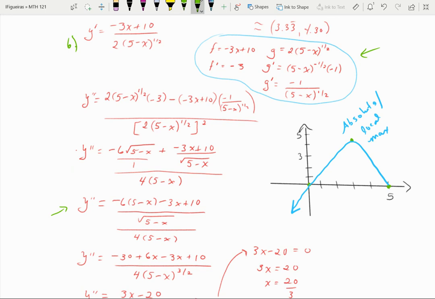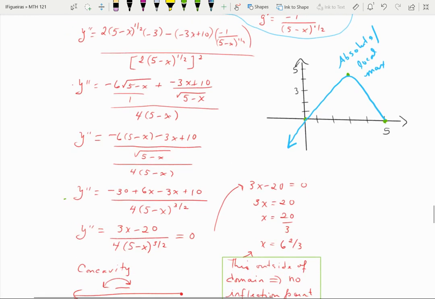So I'm left with negative 6 times (5 minus x) because this radical goes away when you multiply by root 5 minus x, minus 3x plus 10. In the next line, we distribute the negative 6 across, leaving us with this expression, and then combine like terms. So you get y double prime is 3x minus 20 over your denominator, which is 4 times (5 minus x) to the 3/2. That happened because we combined this 5 minus x with this one here. So that's where the 3/2 power comes from.